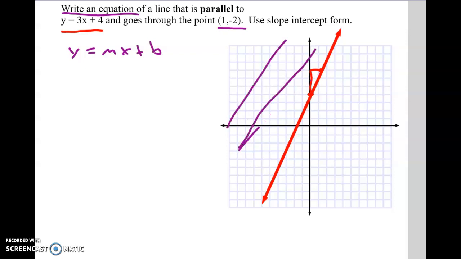Okay, so imagine these lines are parallel to the red line. There are lots of them, but we want the one that specifically goes through this point, that goes through 1, negative 2, which is right here.